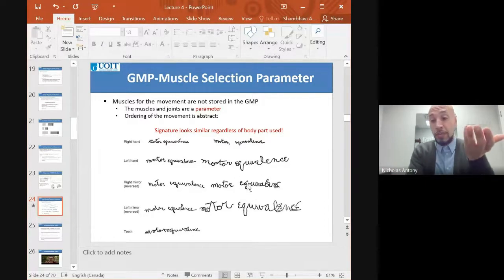Does that help with understanding another example of invariant feature? What's stored as a motor program, the motor skill of writing, is stored in our cerebellum in our brain. And then the parameter, what we're adding to that, is the available muscles or what we want to write with.